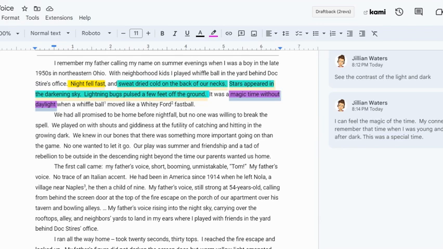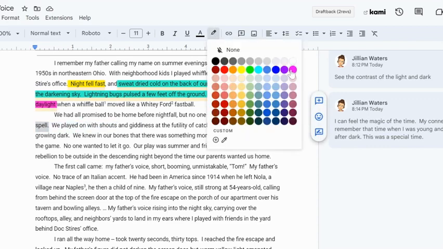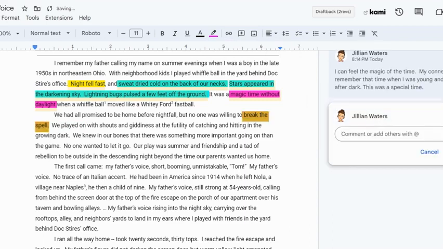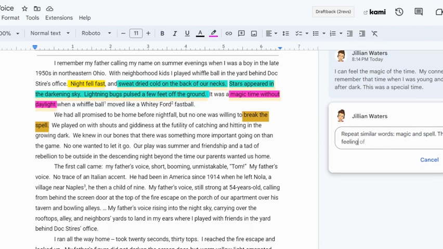So you'll notice that, in the previous paragraph, it mentioned the word magic, and now it's mentioning the word spell. So there's a repetition in the theme of the words, the break the spell. So I'm going to include that in my highlighting as well. And I'm just going to note that they repeat similar words, magic and spell. This creates a feeling. It's a sensory detail as well.